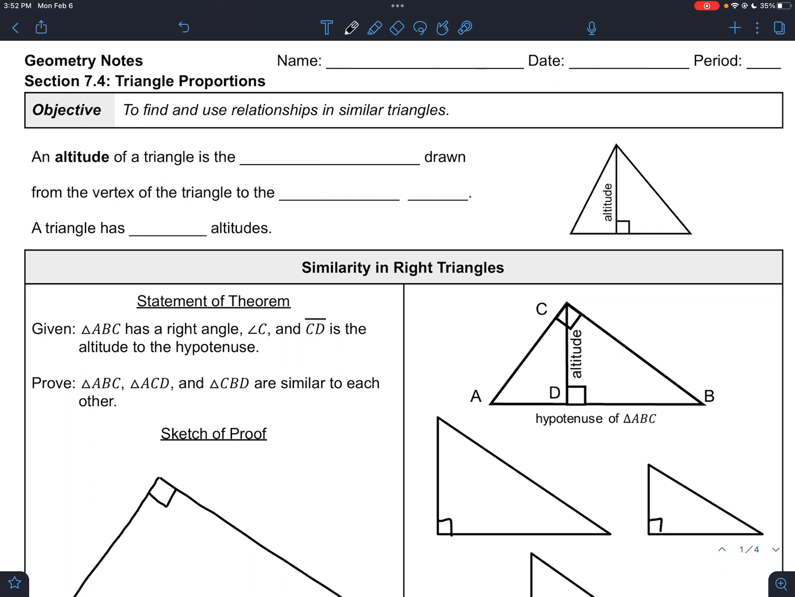So how do we set up the scenario where we have similarity? Well, the altitude of a triangle is the perpendicular line or segment, call it a perpendicular, drawn from the vertex of the triangle to its opposite side. And a triangle has 3 of these. We're only going to draw one, from the largest angle to the largest side. So here you can see from a vertex, it goes perpendicular to the other side. That's an altitude. And there are 3 of them.